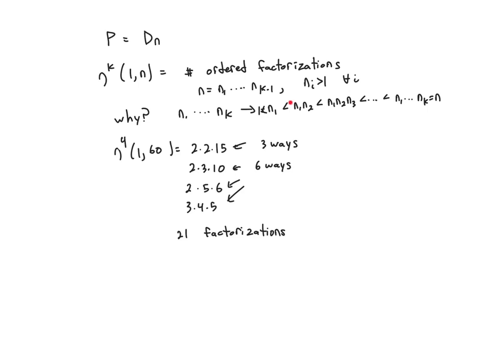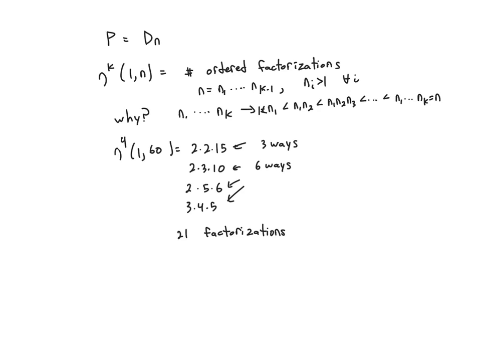More importantly, because these are strict inequalities, these quotients, these new integers, all have to be bigger than 1. And so what is this counting? It's counting the number of ways to factor an integer as a product of k minus 1 positive integers that are all strictly bigger than 1.